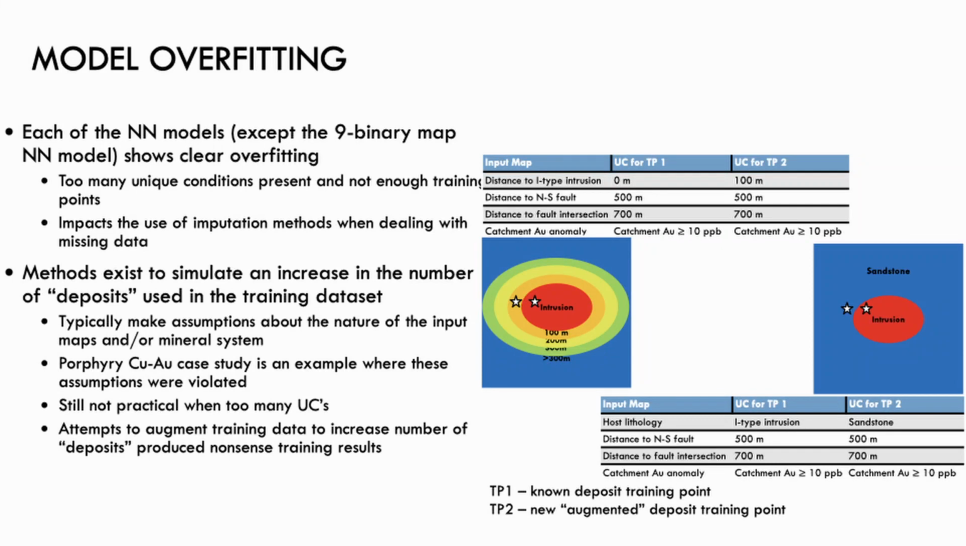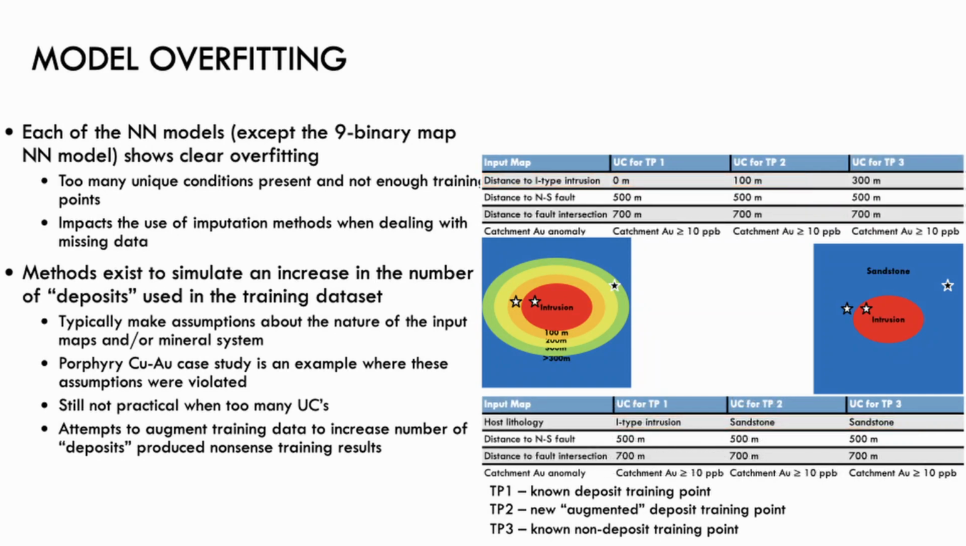Right? And this becomes more of an issue when we start integrating our non-deposit training points. If we have a barren drill hole, for example, at location 3 to represent a non-deposit location, and that's 300 metres away from our intrusion, that may make geological sense. But if we come back to this host rock example, what we now have is a situation where the unique condition at the augmented point at location 2 is identical to the unique condition for location 3. And the model doesn't now know how to classify this sandstone unit. Should it be prospective or unprospective? And it becomes more of an issue as you start adding more of these augmented deposit points and they start to conflict with the non-deposit locations.